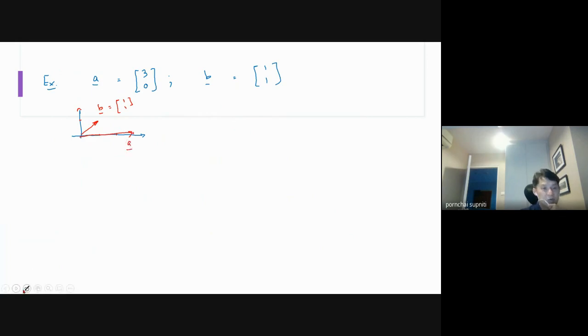And then we want to project B onto A. Let me use a different color, which is green, okay? So this will be like a projection, which is XA, okay?